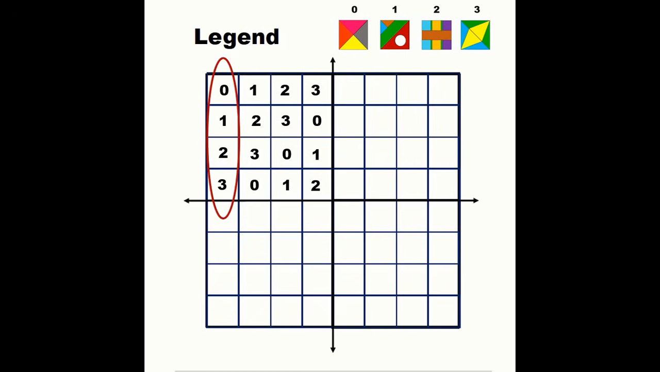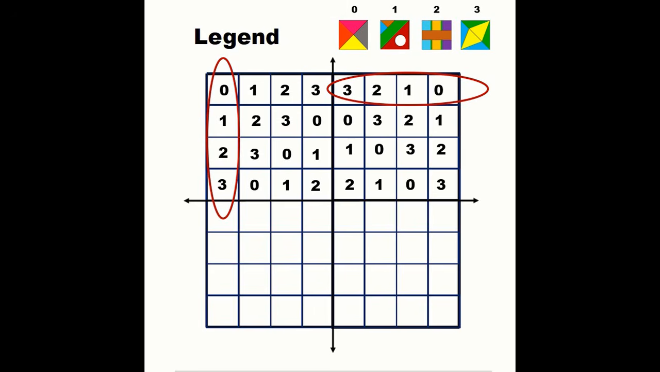The next quadrant will be placed horizontally here. So we have 3, 2, 1, and 0. Each of these vertical numbers should be placed horizontally. Next is 0, 3, 2, 1. Next will be 1, 0, 3, and 2. And we have the last vertical numbers: 2, 1, 0, and 3.